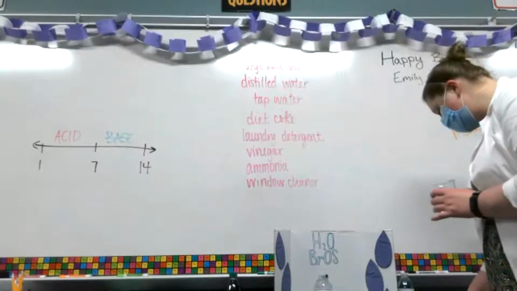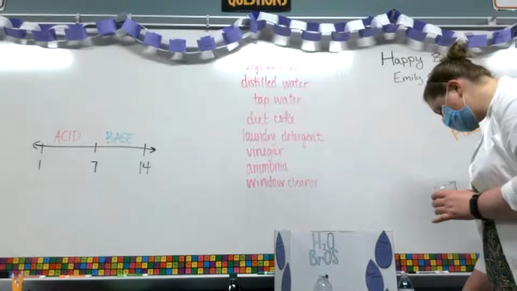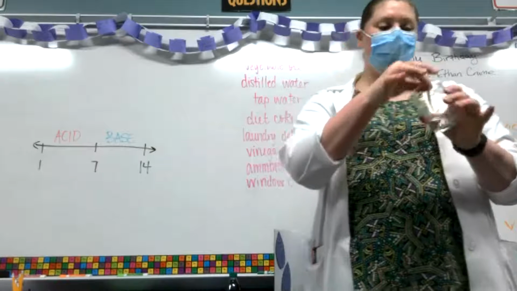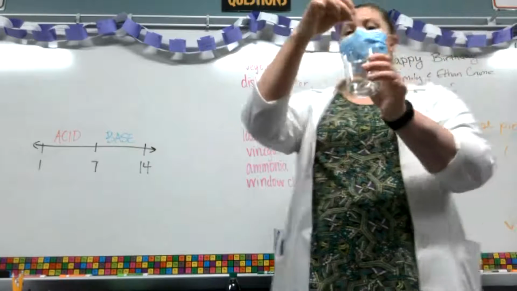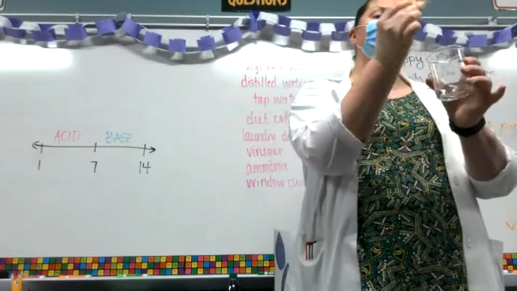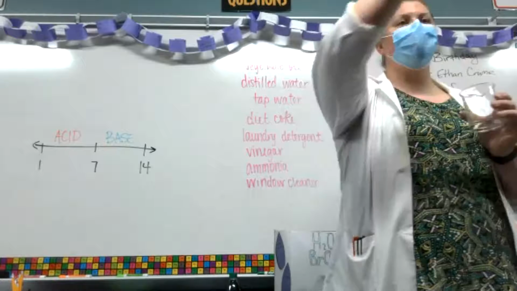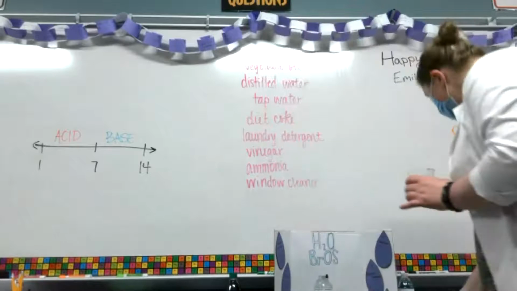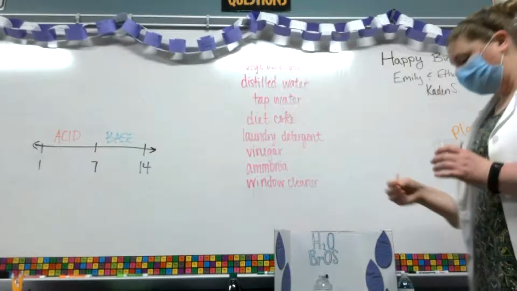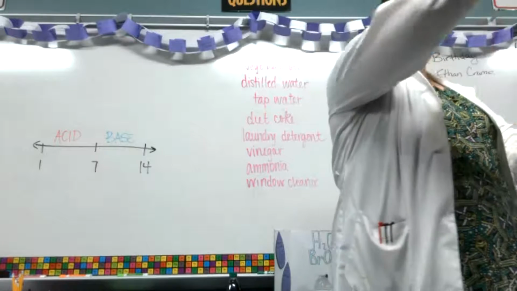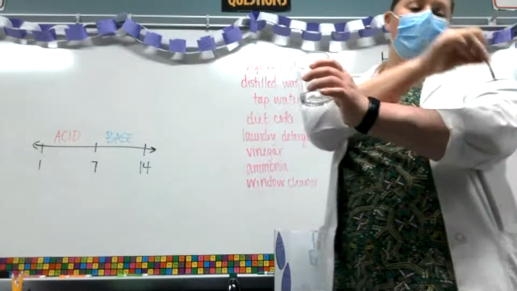So let's see if we can get this to turn colors with the red paper. I don't know if it will or not. Nope, not really turning. So this might be a neutral solution more, because it didn't really turn the blue, and it didn't turn the red at all. And then for the pH paper, look, there you go. There's a color. I don't know if you can see it.